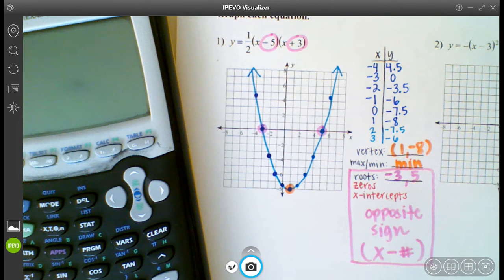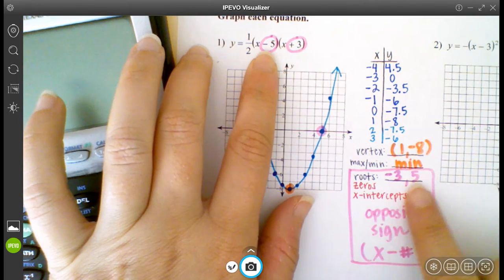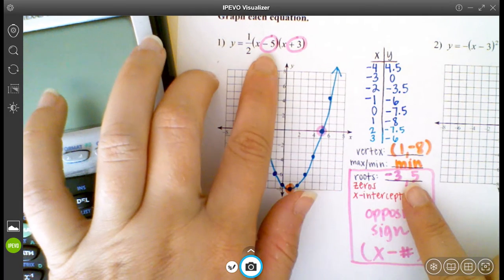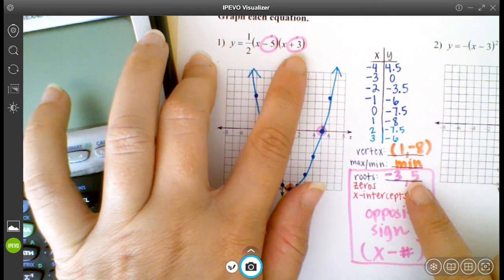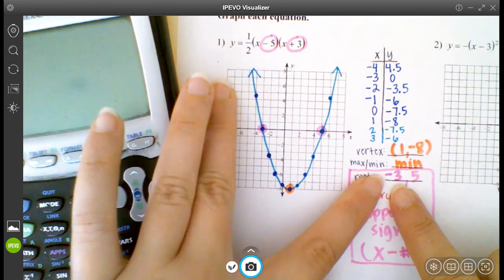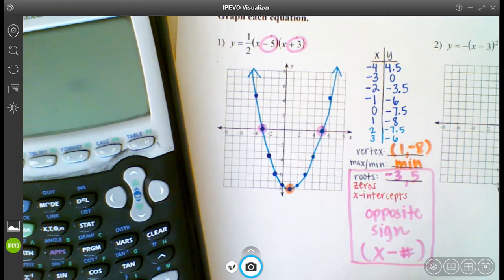And let's try another one. And it looks a little bit like this. So notice that your -5 became a +5 on the graph. It's the opposite sign from the parenthesis. Inside this parenthesis, we have a +3. And when we graph it, it becomes the opposite, so -3. Okay, so let's try example number 2.